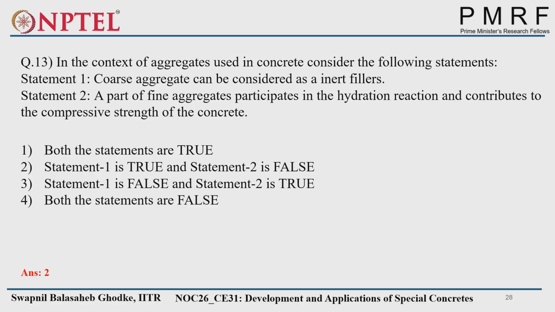What does the second statement say? Part of fine aggregate participates in the hydration reaction. We already said it is not taking part in the hydration reaction, so statement two is already false. But what happens if you are using the fine aggregate as river sand, you'll find some amount of dust particles in that, right? So what will be the test name to find out the dust or silt content of that? We used to find out the silt content, right?